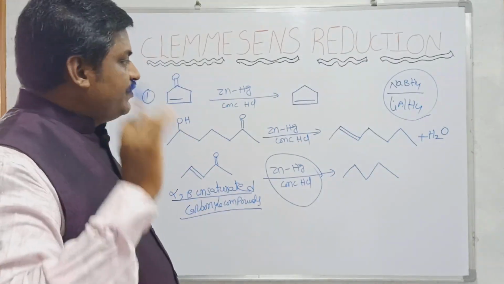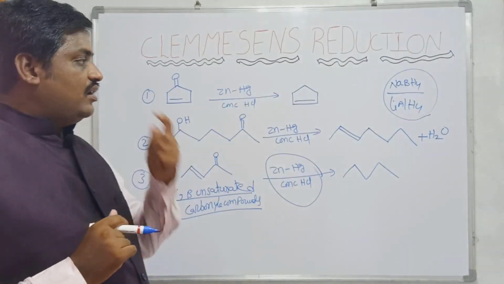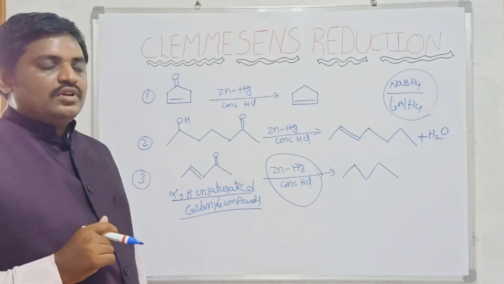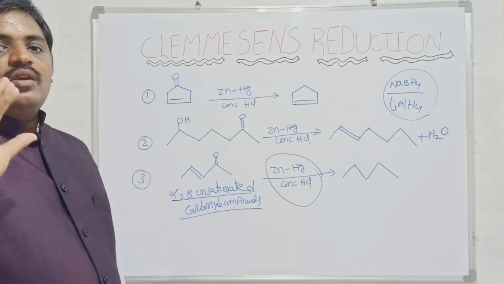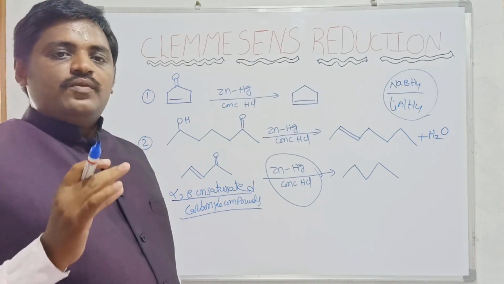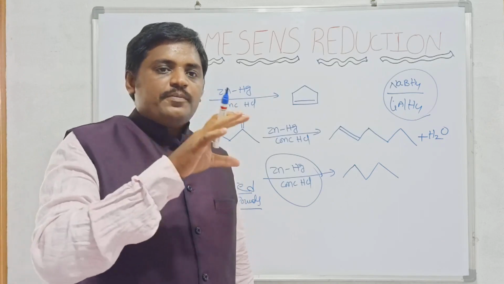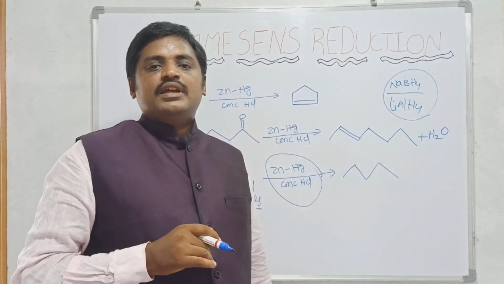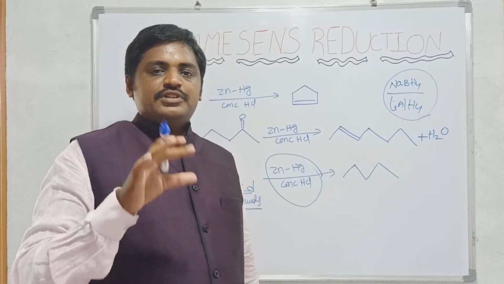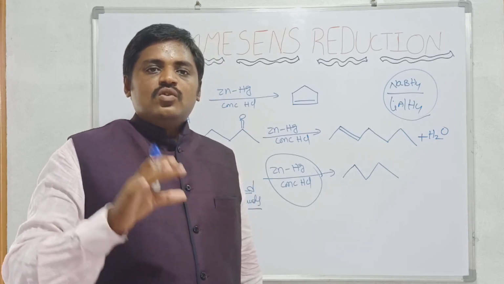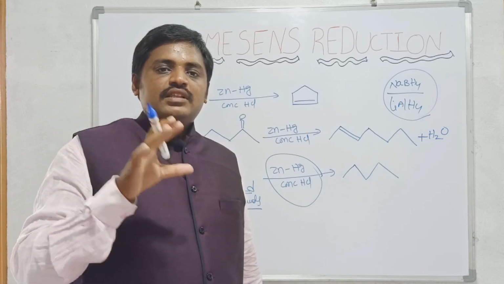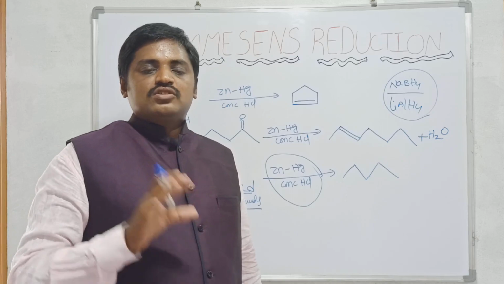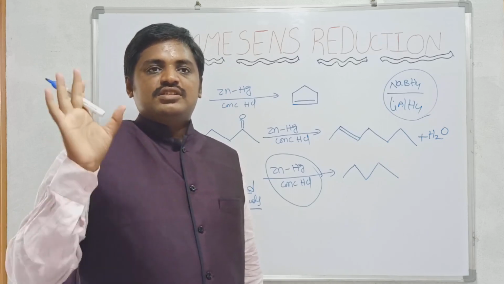And one bad thing, or negative point, is observed in this reaction. Alpha keto or beta keto carboxylic acids react with zinc amalgam in the presence of concentrated HCl but are not reduced by this reagent. So these are the drawbacks of this reaction.